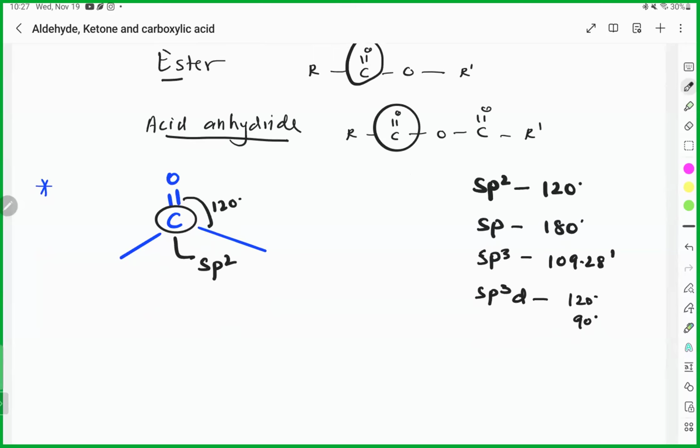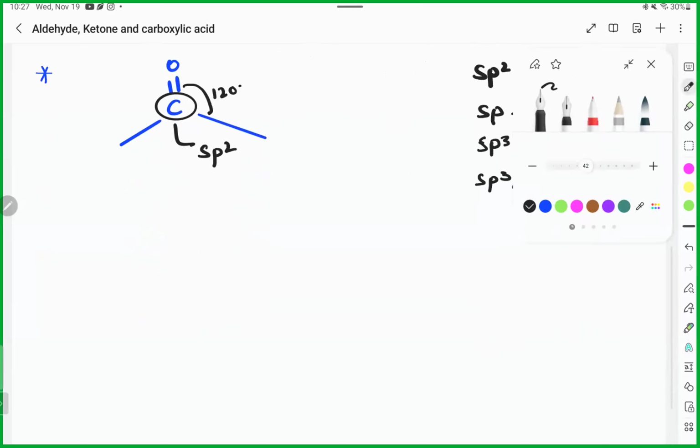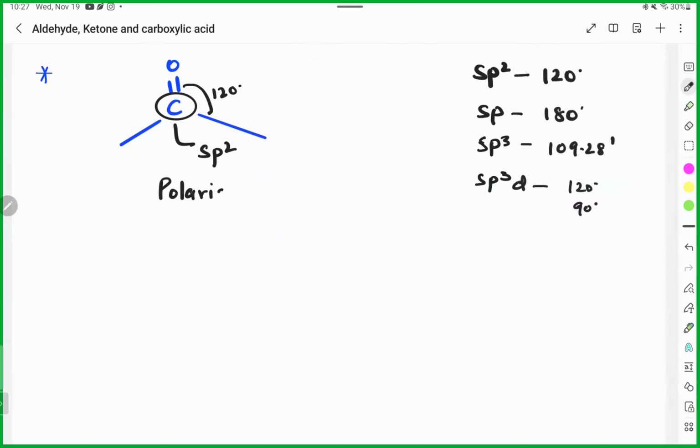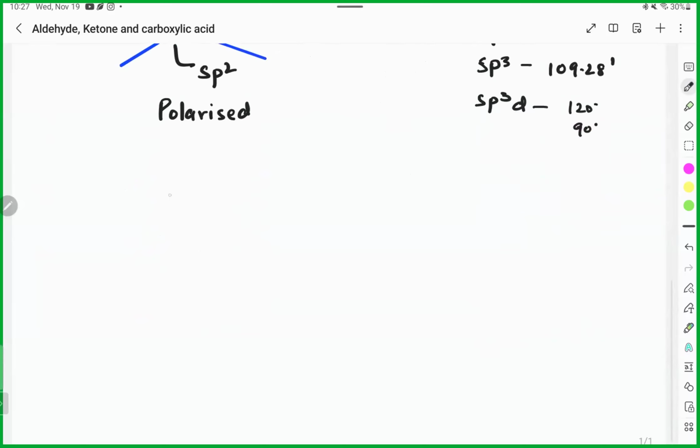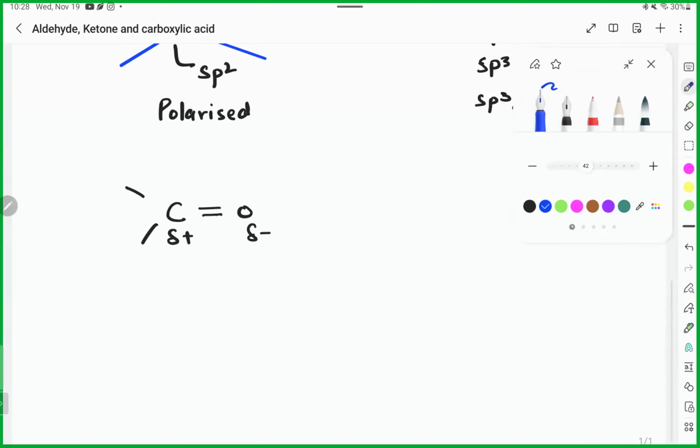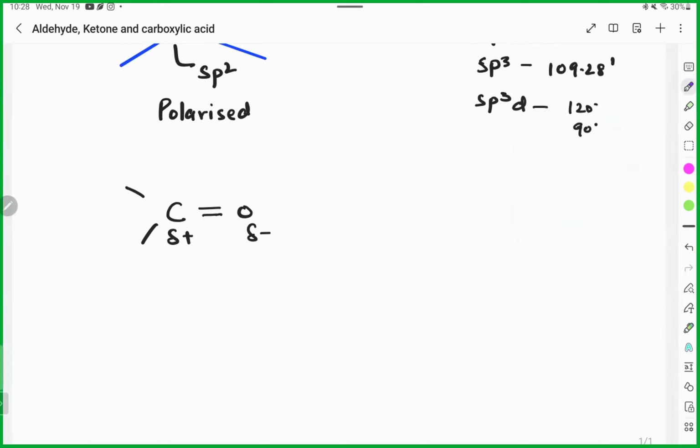There is a pi bond. Is this carbonyl carbon polarized or non-polarized? It is polarized. Polarized means oxygen is partially electronegative and will acquire a negative charge, and carbon has a partial positive charge. Why? Because of the electronegativity difference. Oxygen is more electronegative, attracts more electrons and gets a more negative charge compared to carbon.